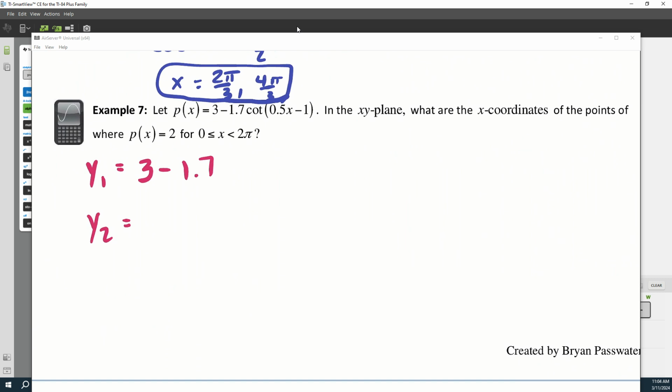And so what I would recommend you do is in the place of cotangent, you're going to do 1 over tangent. And then this 0.5x minus 1, we put that in right after the tangent. Now, if you wanted to, you could put this whole 1.7 on top, but it doesn't matter. Your calculator knows what you're doing. All right, and then what do you think y2 needs to be? 2. We want to find when this equals 2, so we'll make it 2.